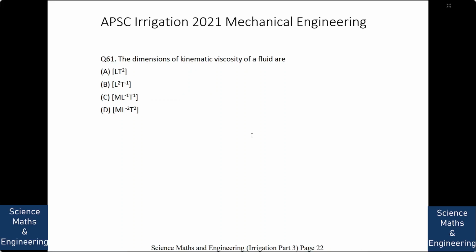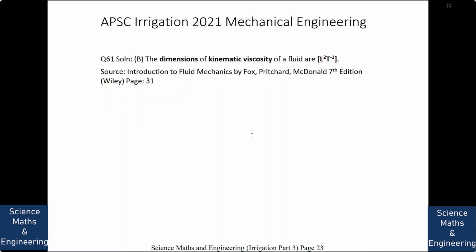So the answer is B. The dimensions of kinematic viscosity of a fluid is length square per time, that is meter square per second.